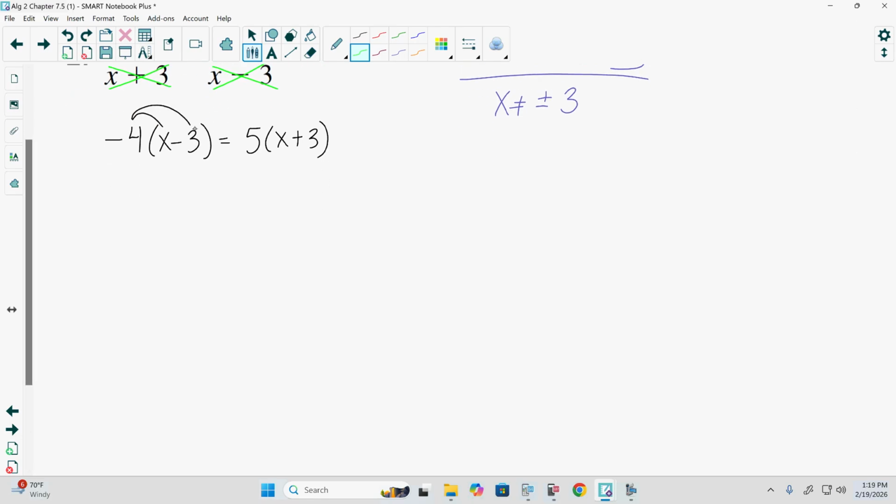We'll distribute the negative 4. Negative 4 times x is negative 4x. Negative 4 times negative 3. Negative, negative makes a positive. 4 times 3 is 12. On the other side, we'll distribute the 5. 5 times x is 5x. 5 times 3 is plus 15.